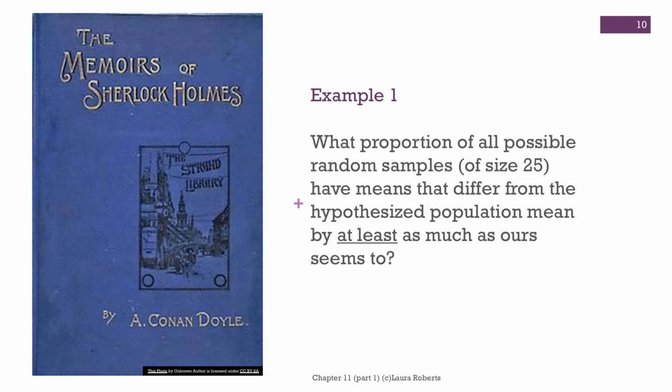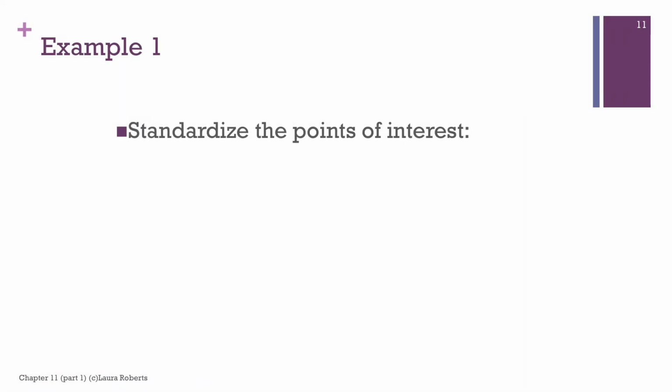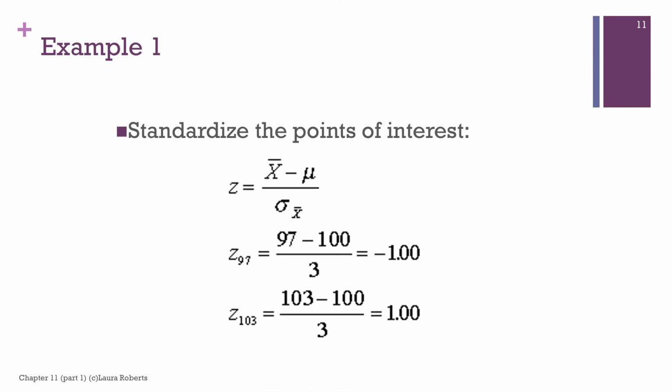As we proceed with our detective hat on, we ask, what proportion of all possible random samples of size 25 have means that differ from the hypothesized population mean by at least as much as ours seem to? First, we standardize the points of interest, as we always do, by converting them to z-scores. Our formula is x bar, or the average of our sample mean, minus mu, the population mean. Divide that by the standard deviation of the sampling distribution.